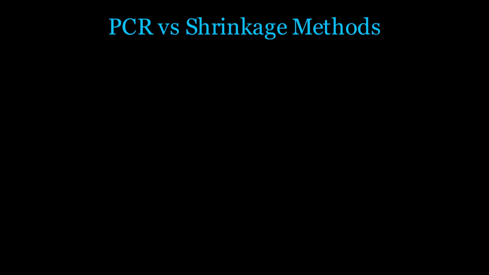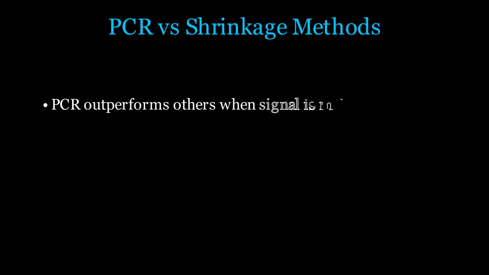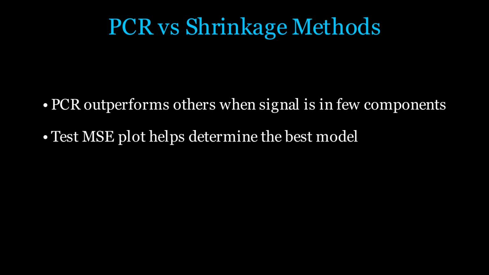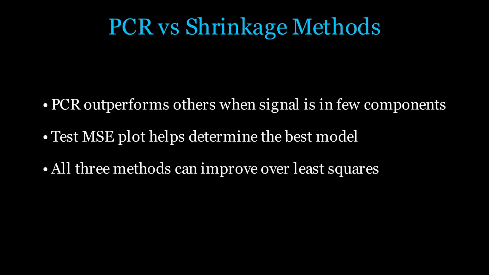Let's quickly compare the performance of PCR versus shrinkage methods like ridge regression and the lasso. Generally speaking, PCR tends to outperform the others when the true underlying signal is concentrated in just a small number of principal components. A plot of the test MSE can help determine the best model for a particular set of data. And all three methods can offer significant improvements over least squares.